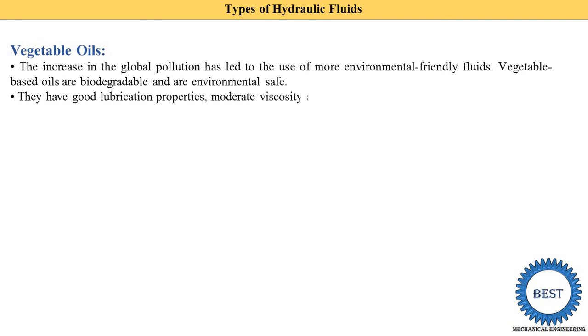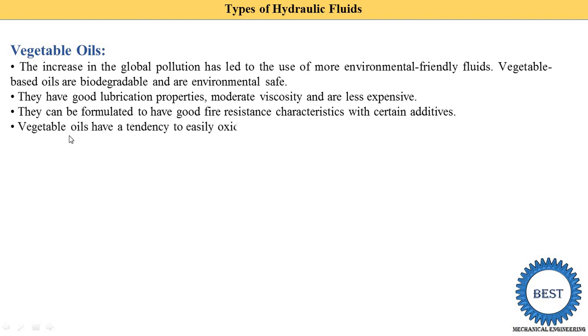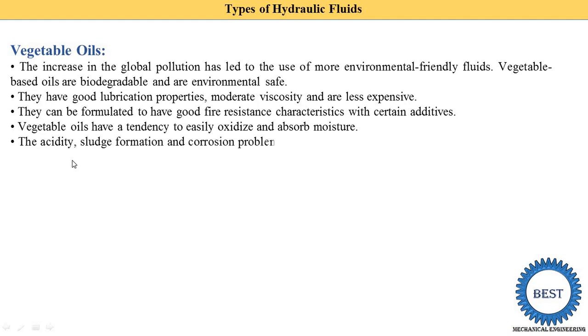They have good lubrication property, moderate viscosity, and are less expensive. They can be formulated to have good fire resistance characteristics with certain additives. So in vegetable oils we add certain additives, and then they are converted into good fire resistant fluids. Vegetable oil has a tendency to easily oxidize and absorb moisture. So vegetable oils easily oxidize, which means they react with oxygen, and they absorb moisture from the atmosphere.